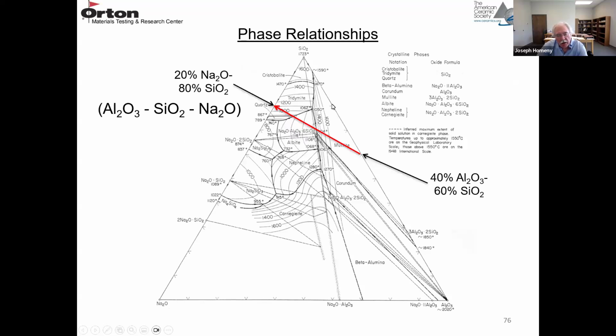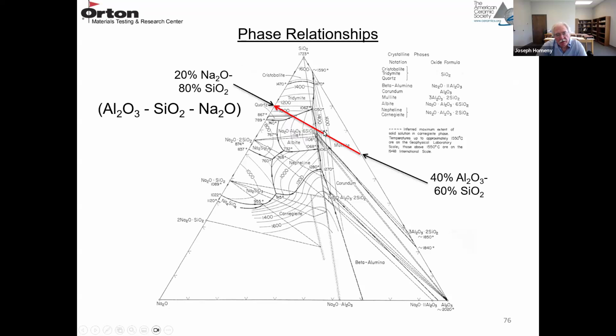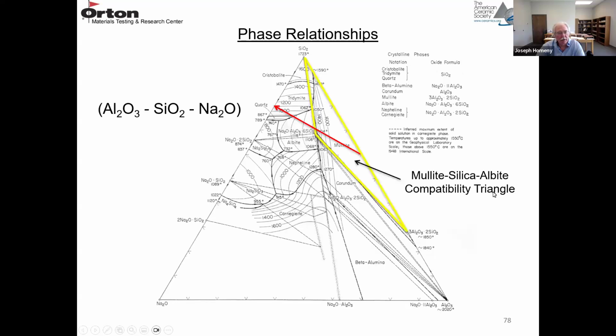And here's your mullite phase field, your alumina or corundum phase field, and here's albite right here. And here's the melting point. 1104 is hidden sort of under the red line I put on that phase diagram, but it's right here. Here's the albite composition, and here's the albite phase field. So as soon as we cross into that phase field, we encounter a pretty low melting composition of albite.